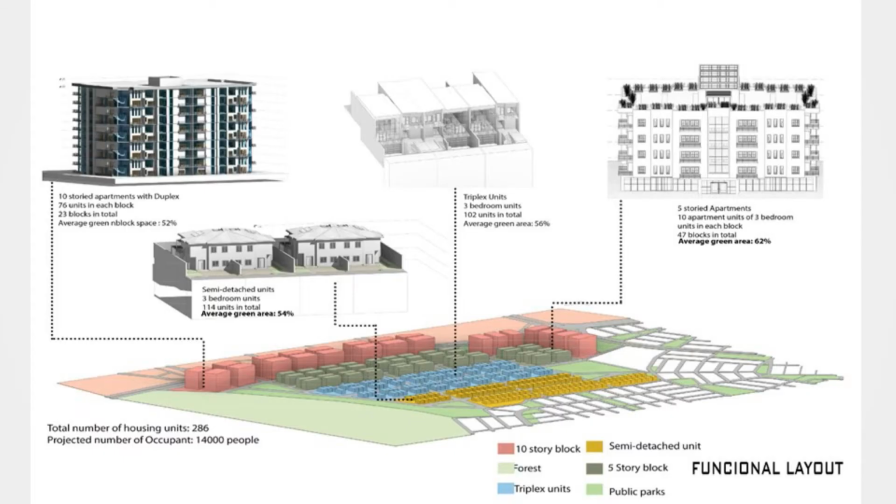So what you are looking at right now is a functional layout of my design. I designed 10-story blocks, 5-story blocks, public parks, semi-detached units, and triplex housing units, just like in the original designs. For my 10-story blocks, I designed them with duplexes within them. Each block contains 76 units of apartments, and there are 23 blocks in total within the site, with an average greenery of 52% within them. They are located on the southern and southwestern parts of my design.